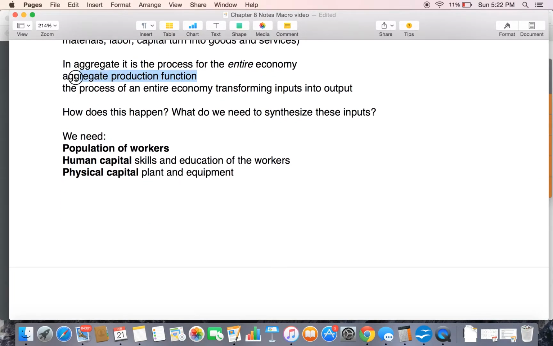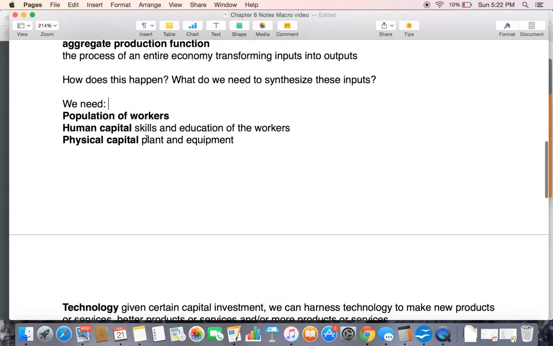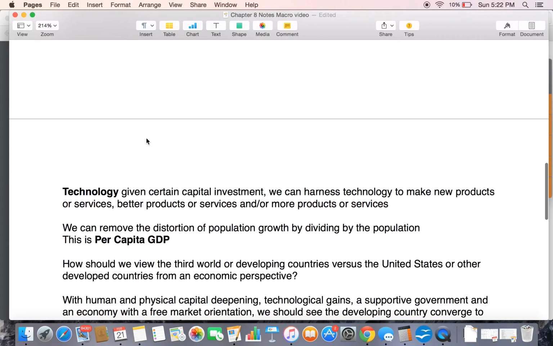So here is the definition for our aggregate production function. The process of an entire economy transforming inputs into outputs using the population of workers, human capital, physical capital, and harnessing technology to do this.